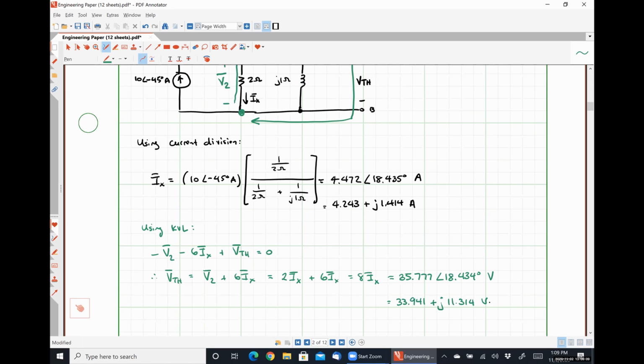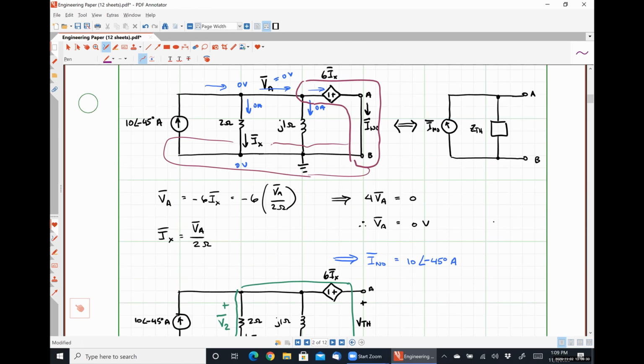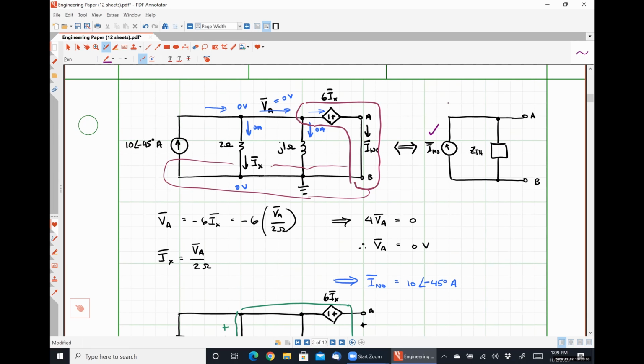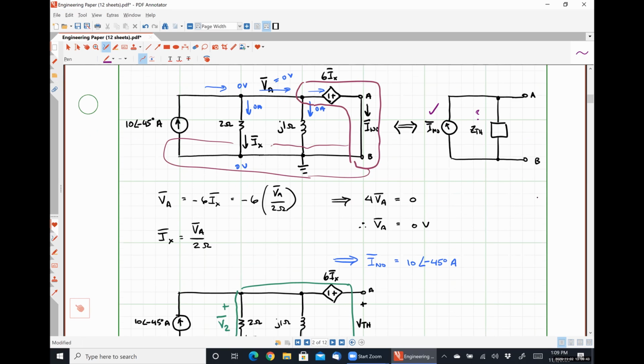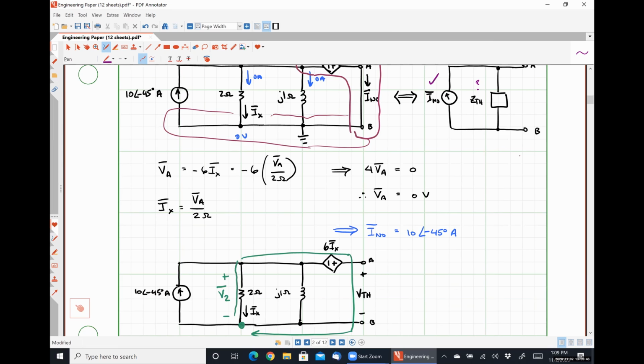So now that I have the Thevenin voltage and I have the Norton current, how would I find the Thevenin resistance, or Thevenin impedance in this case? Because that's what I'm actually looking for, right? We found I Norton up here, so we checked this off. Now we found V Thevenin, but we're looking for Z Thevenin. So how do I find that? Pardon? Ohm's law, exactly right.